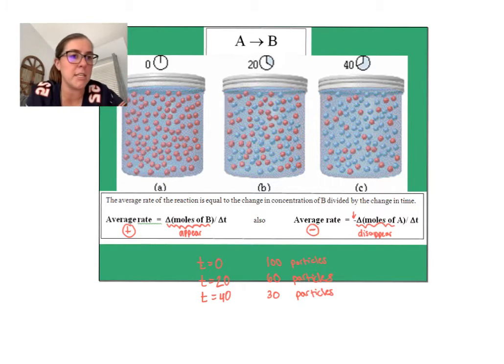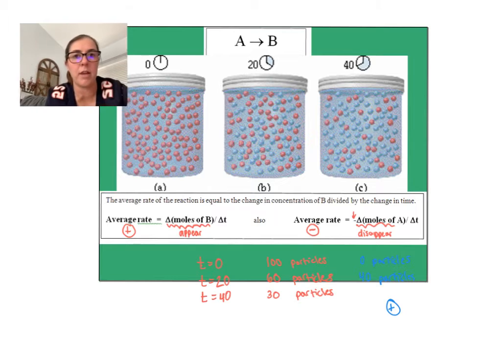So if you look at t equals 0, there were 0 particles, and at t equals 20, there were 40 particles. So you can see that the change there was the same. We went from 100 to 60 for red, a change of 40. We went from 0 to 40 for blue, a change of 40 over the same amount of time. The only difference is the rate for the blue would be positive and the rate for the red would be negative. Negative because it's disappearing, positive because it's appearing.